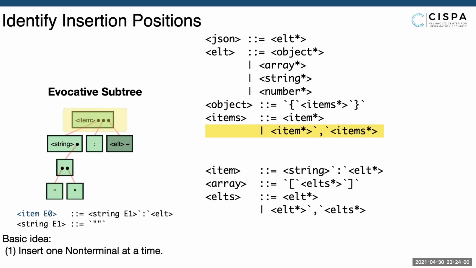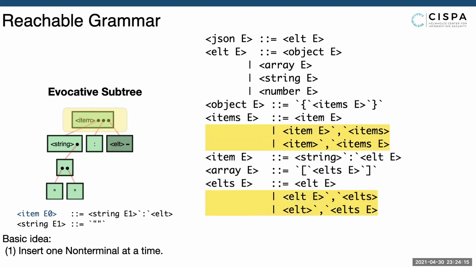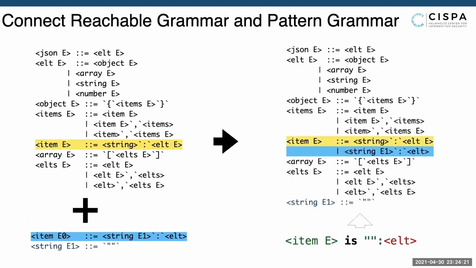Then we take each rule and duplicate the rule sufficient number of times such that only one non-terminal is marked. For example, the second rule in the item gets duplicated to accommodate marks in non-terminals item and items. Similarly, the second rule in ELTS gets duplicated to accommodate marks in ELT and ELTS. We now mark the corresponding keys in the grammar and we have the reachable grammar. Then we combine the reachable grammar and the pattern grammar we produced earlier. Along with the definitions in the original grammar, this gives us the final focus grammar corresponding to our evocative pattern.